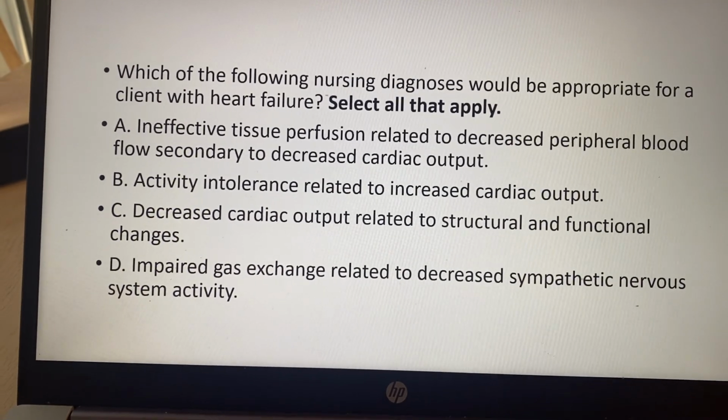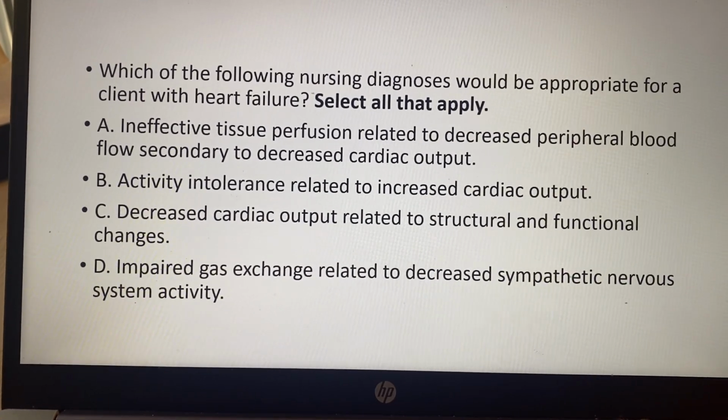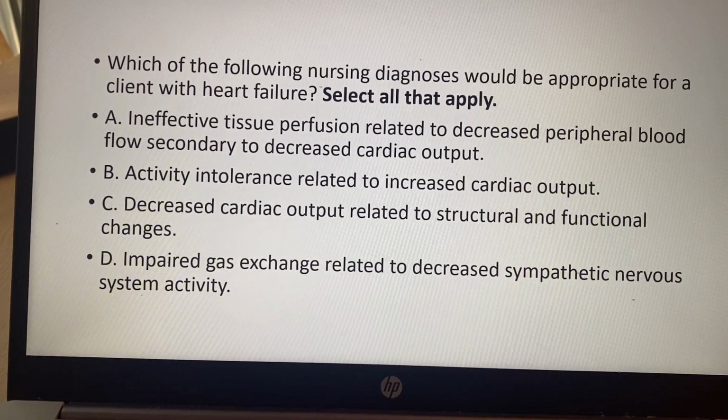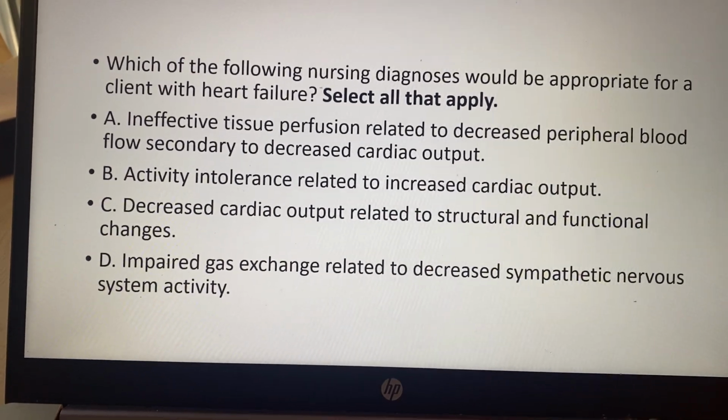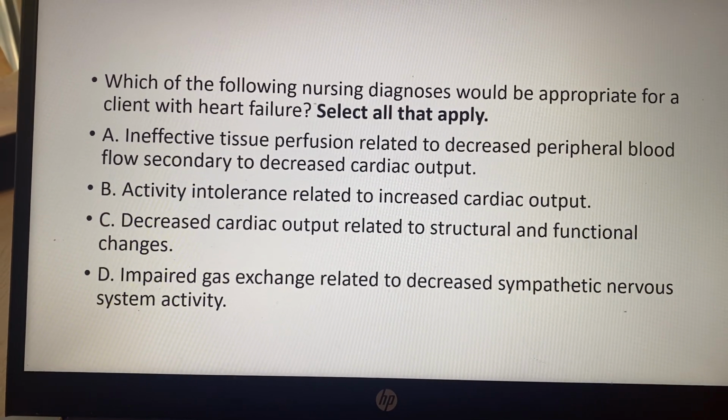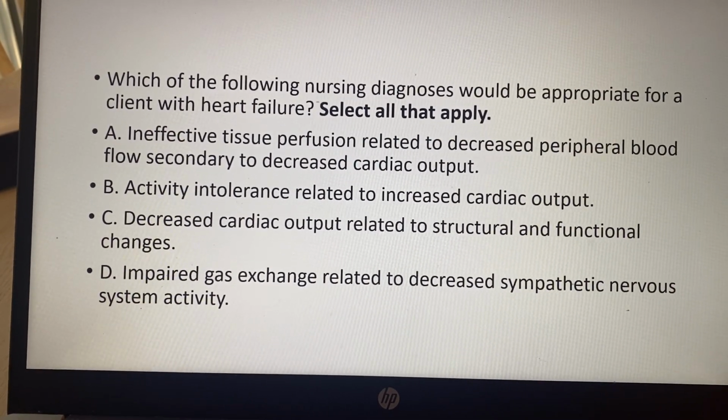B, activity intolerance related to increased cardiac output. All right, so let's look here. Activity intolerance, that is true. They're typically tired, but is it related to increased cardiac output or decreased? It's decreased, so that would be a false statement.